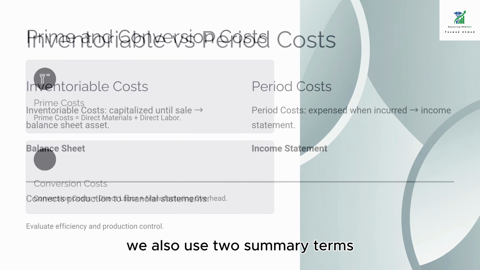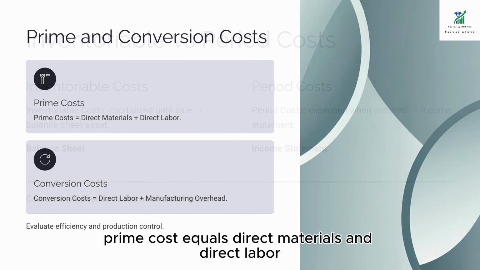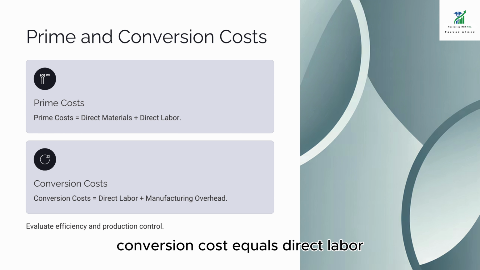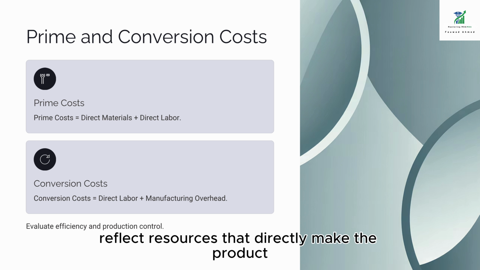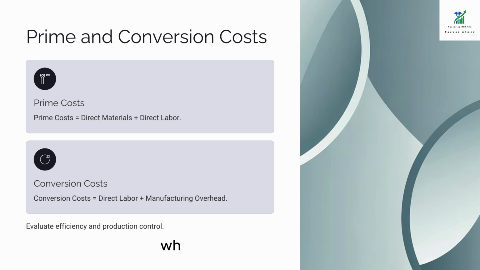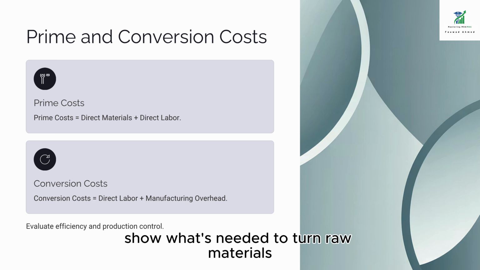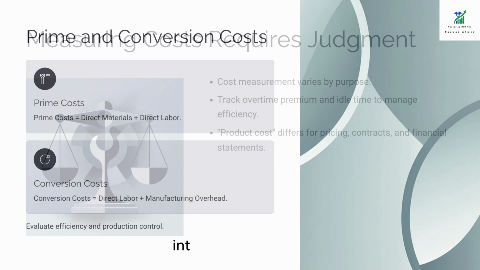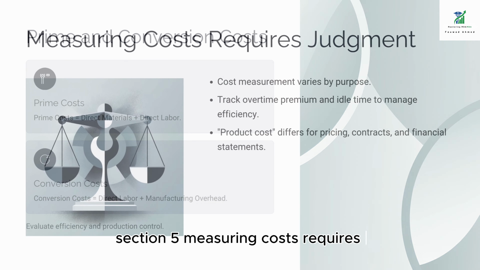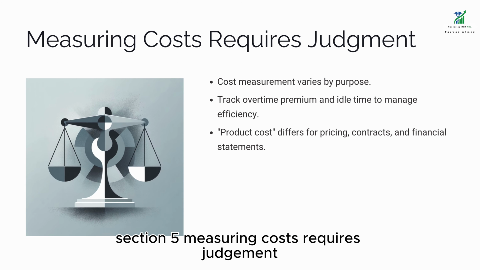We also use two summary terms: prime costs equals direct materials and direct labor; conversion costs equals direct labor and manufacturing overhead. Prime costs reflect resources that directly make the product, while conversion costs show what's needed to turn raw materials into finished goods. Section 5: Measuring costs requires judgment.